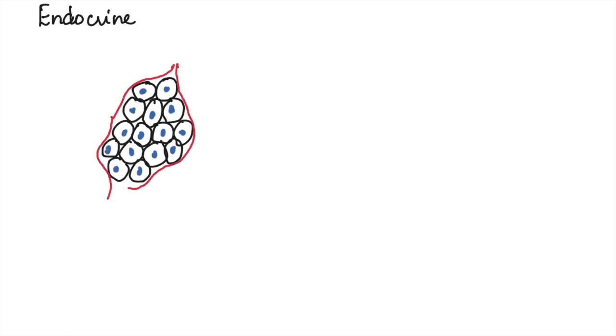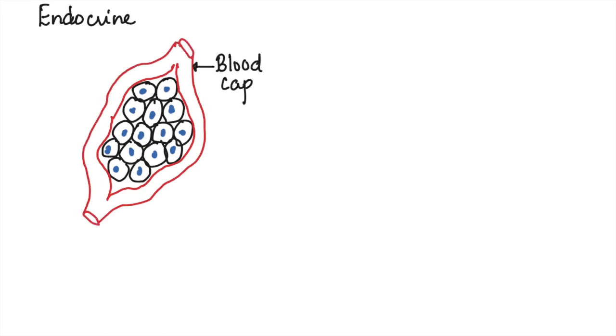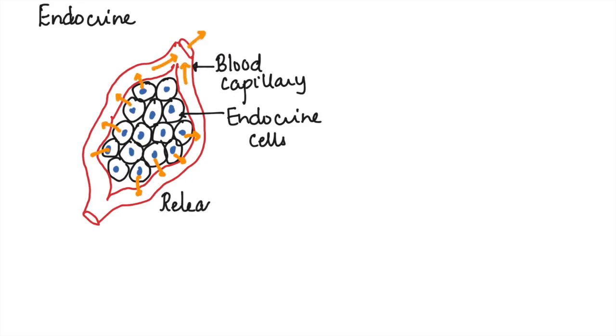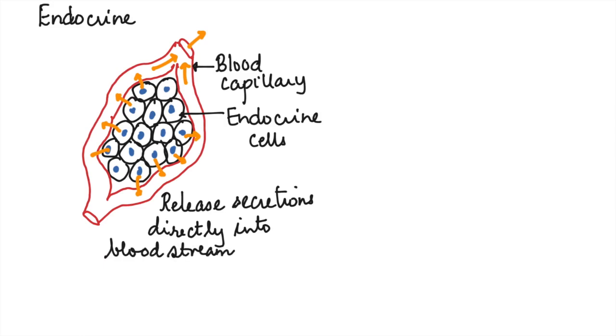So as you can see here, there is a group of cells placed near blood capillaries. These cells can directly release their secretion into the capillaries. Such a gland, which has cells that can release secretions directly into the bloodstream, is called an endocrine gland. And these glands normally release substances called hormones.